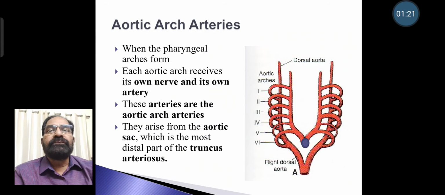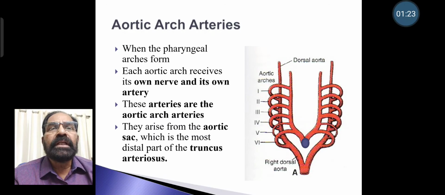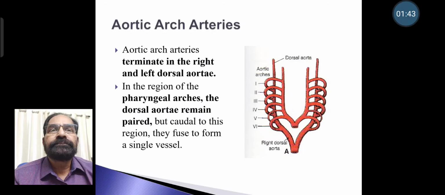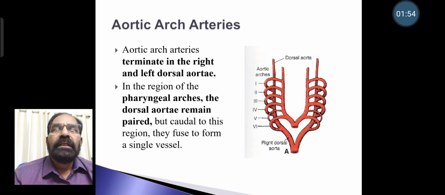When the pharyngeal arches form, each aortic arch receives its own nerve and its own artery. These arteries are aortic arch arteries. They arise from aortic sac, which is the most distal part of truncus arteriosus as shown in the figure. Aortic arch arteries terminate in the right and left dorsal aortae. In the region of pharyngeal arches, dorsal aorta remain paired, but caudal to this, they fuse to form a single vessel.